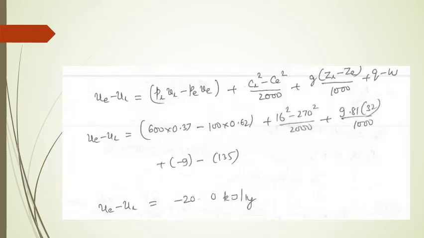Now Ue minus Ui is equal to PiVi minus PeVe plus Ci square minus Ce square upon 2000 plus g into Zi minus Ze upon 1000 plus Q minus W. So Ue minus Ui comes out to be minus 20 kilojoule per kg.